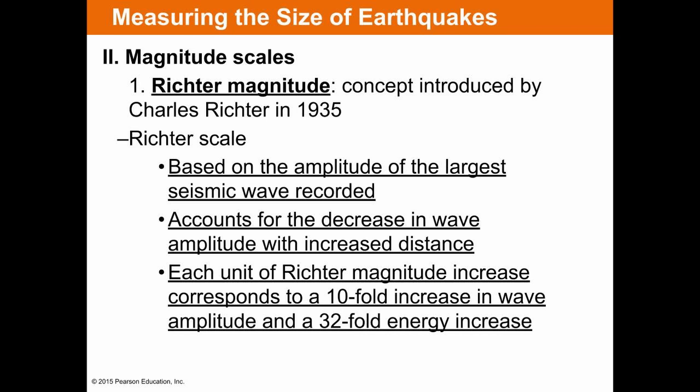The Richter scale, something you've probably heard of before, measures earthquakes based on the amount of energy released. It is based on the amplitude of the largest seismic wave recorded, and accounts for the decrease in wave amplitude with increased distance. The Richter scale is also known as a logarithmic scale. So each step up number-wise in the Richter scale is equivalent to a 10-fold increase in wave amplitude or a 32-fold increase in energy output.